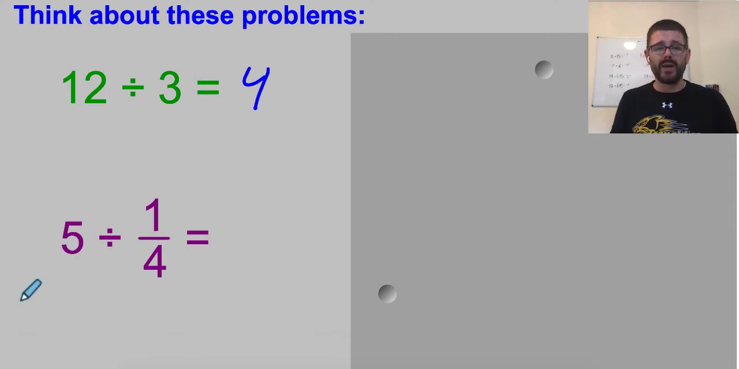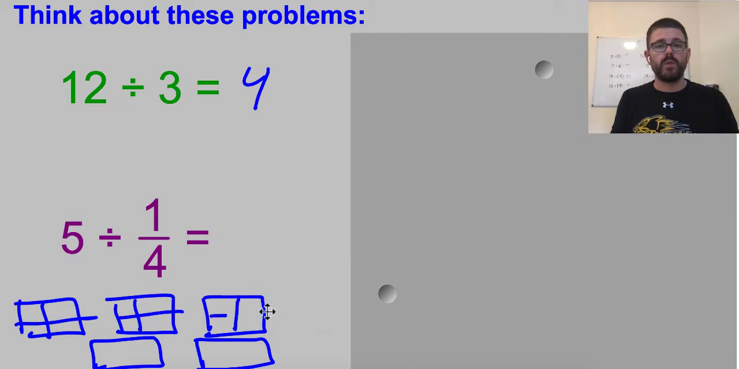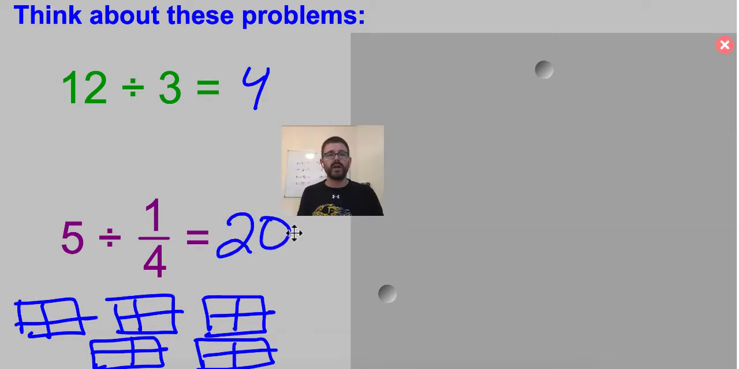Here we have 5. So think of 5 of something, and we want to break it up into little 1/4s. So we divide each of the 5 up into 4. And then if you were to count all those little fourths that we made, we would find that we got an answer of 20. I can make 20 little 1/4 pieces out of 5 whole objects.